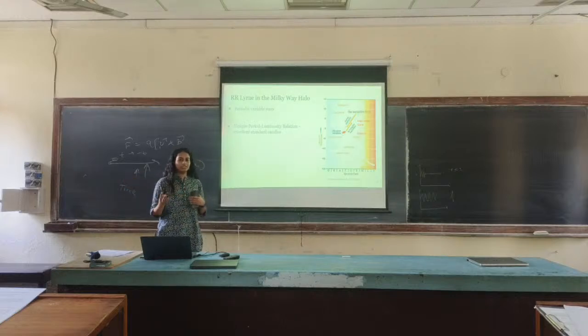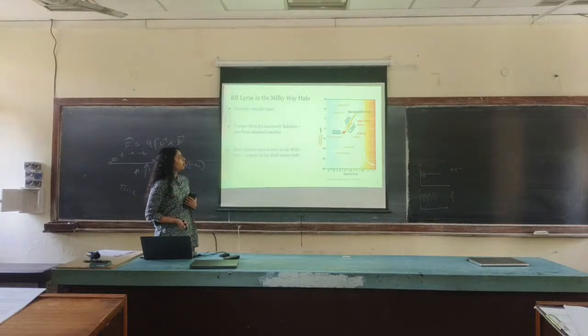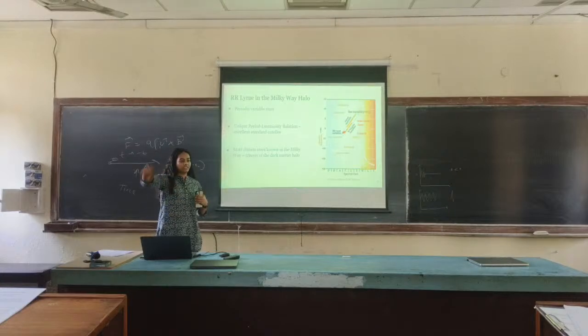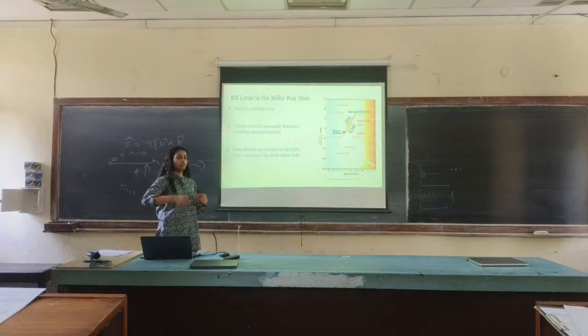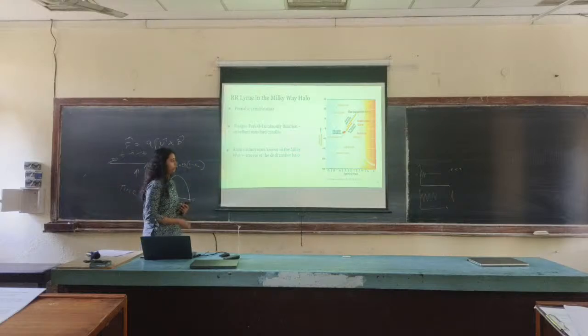And once we know the distance to these stars, we can know very precisely the distance to these stars, which is what makes them excellent standard candles. Hence, we can use them as tracers of the Milky Way halo, because these stars are situated very far away from the galactic center. They are the most distant stars known in the Milky Way halo. So we can use them as tracers to find the extent of this dark matter halo surrounding the Milky Way.